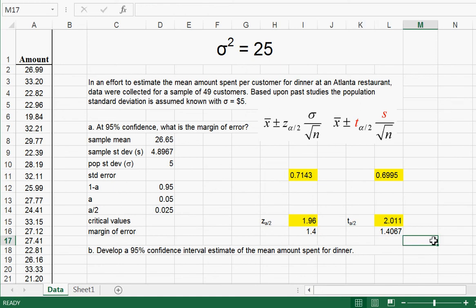What's my estimated margin of error? My estimated margin of error is 1.4067. Wow, that's pretty close to 1.4, right? Yeah. Why? Because my sample standard deviation is pretty close to truth.